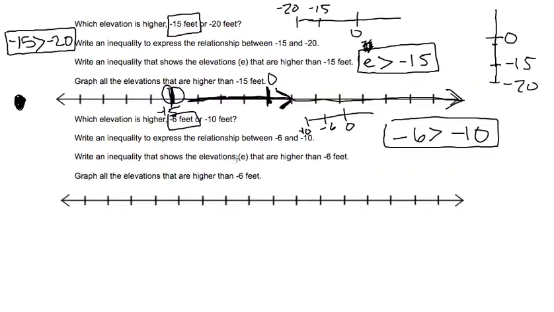Now writing an inequality showing the elevations E that are higher than negative 6 feet. In this case we have E is higher than, or greater than, negative 6. And then lastly we need to graph this. Again, if we have 0 on this side and negative 6 over here, since it's a greater than symbol, we have an open circle, and E is always greater than negative 6, and all of the values that are greater than negative 6 are on the right side, therefore our arrow should be pointing to the right.